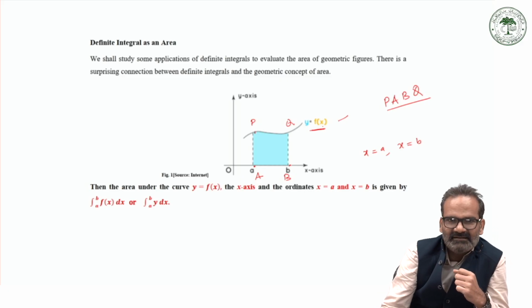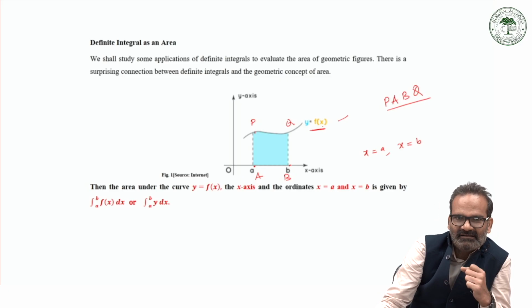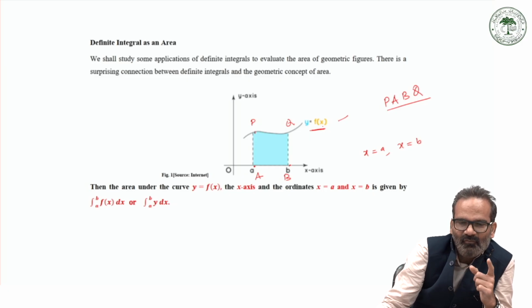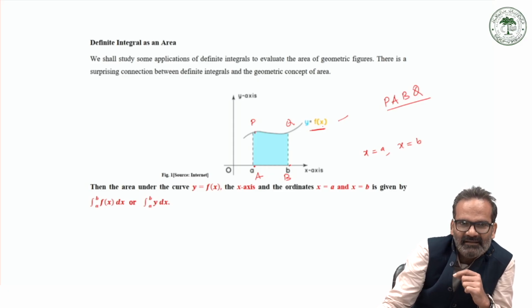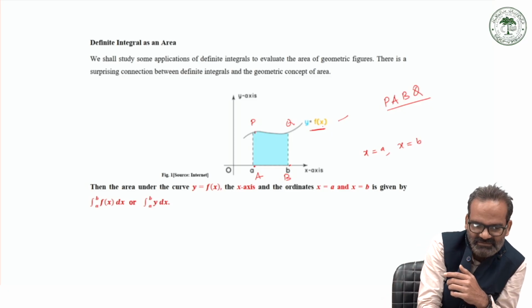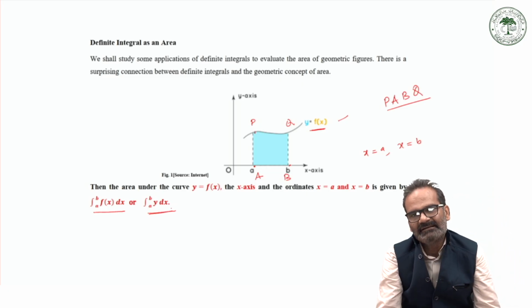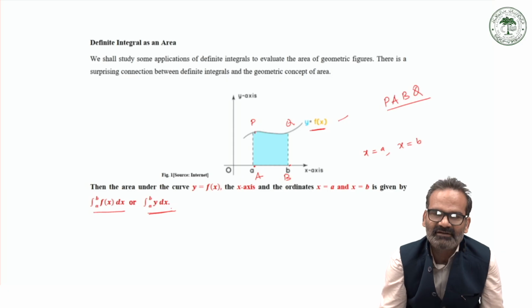The area under the curve y equals f(x), the x-axis, and these two values, x equals a and x equals b, which are known as ordinates, is given by the integral of the function f(x) from a to b, or the integral of y dx from a to b. You can use either of these formulas to find the area of the given geometric figure.